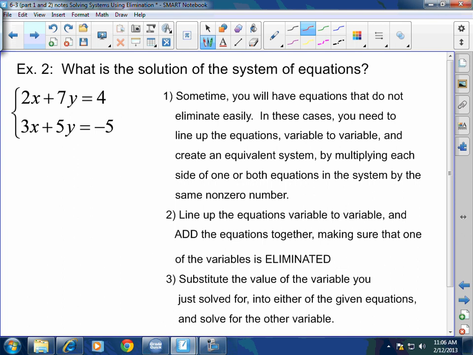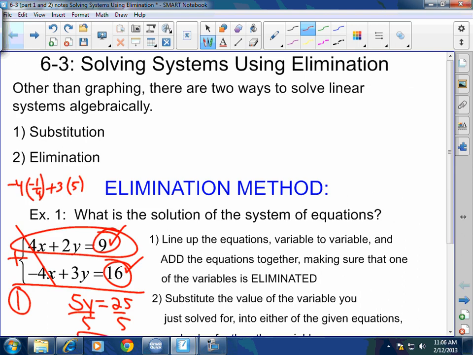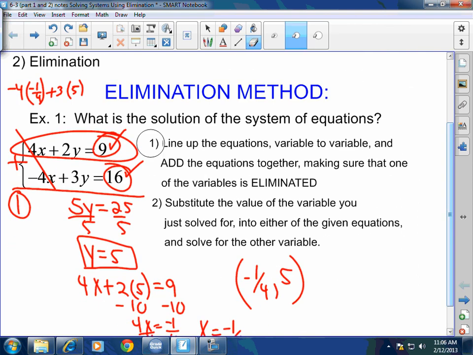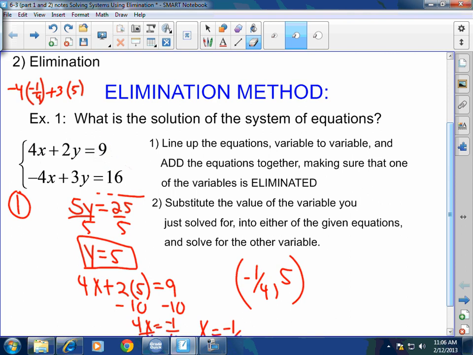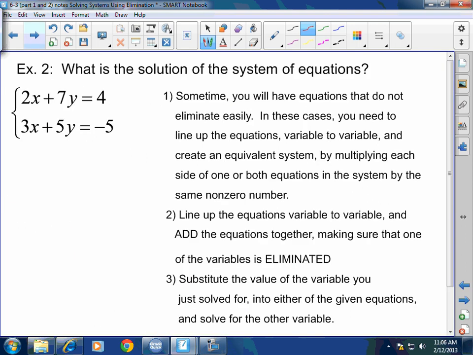Let's continue. Now, that was the easy one. They're going to give you nice and pretty easy ones sometimes. By easy and pretty, look at what I mean. See how I have a 4x and a negative 4x? When you add those together, they already cancel out, right? Well, sometimes they're not going to give it to you so pretty.